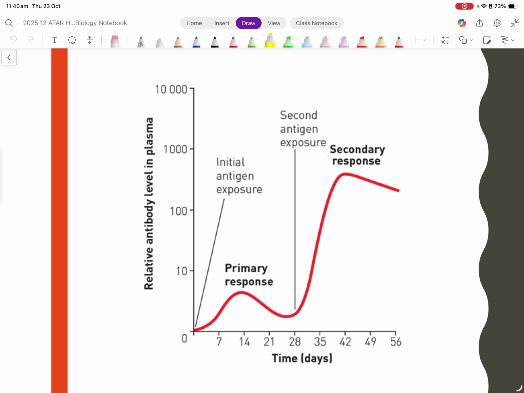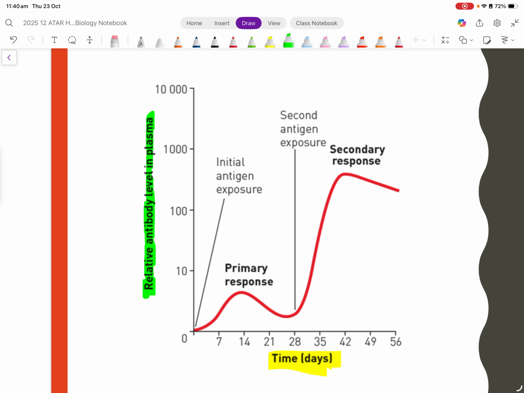So as we can see on the x-axis, we just simply have time in days, and we can see that this is going up on a weekly basis. And on our y-axis, we can then see that we have antibody concentration within the plasma running around in the bloodstream. So this is going up in a logarithmic scale, as we can see.